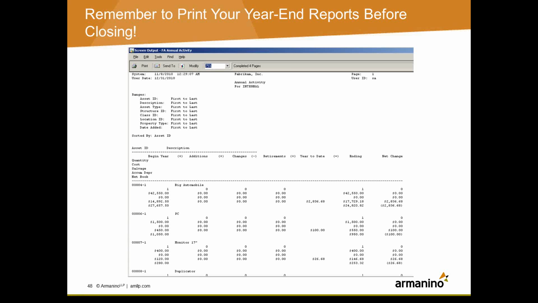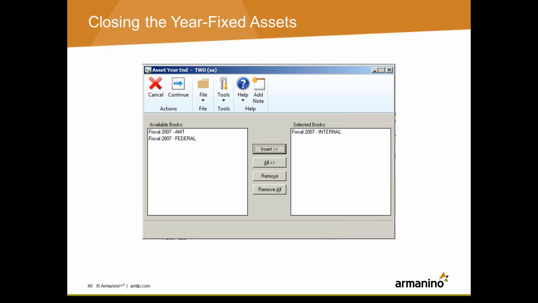But when you actually do the closing, you're going to close by book. And so notice that you may have books that are not on a fiscal year basis. They may be on a calendar year basis, such as tax books. So just be careful that if your fiscal year is different from the calendar year, you only close the books that are appropriate for your fiscal year. And then the ones that are applicable to the calendar year, you close those at the end of the calendar year.